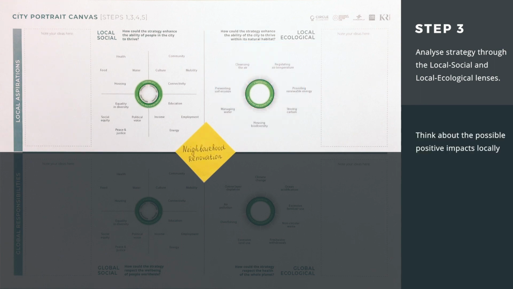First of all, I'm going to think about the possible positive impacts of the strategy locally. Use the words provided on each of the lenses to prompt and inspire your thinking. So since the main focus of the strategy is to provide better quality housing, I'll first note a positive impact to the housing dimension.